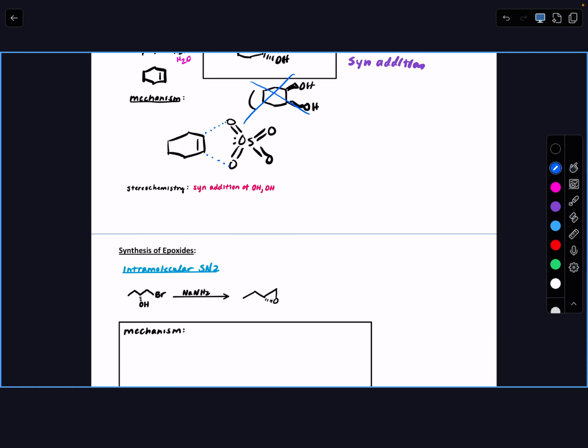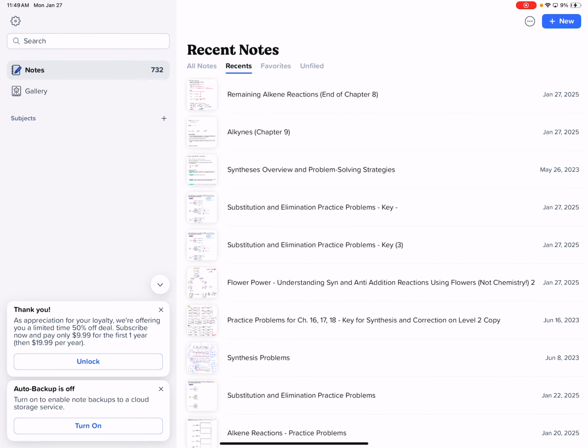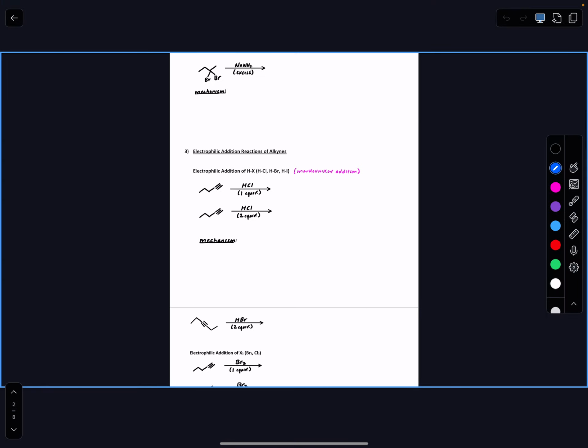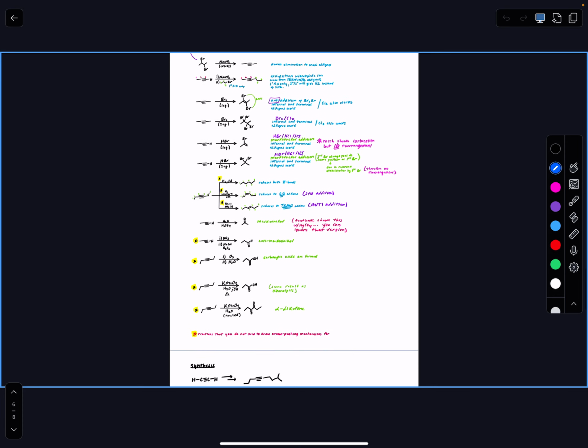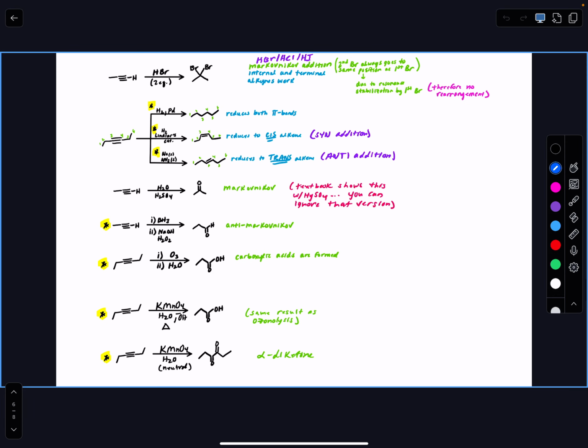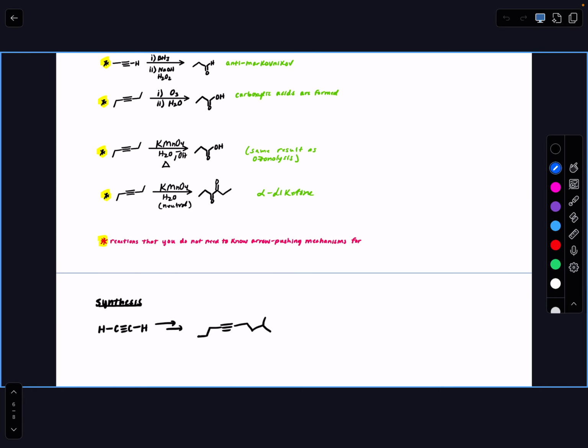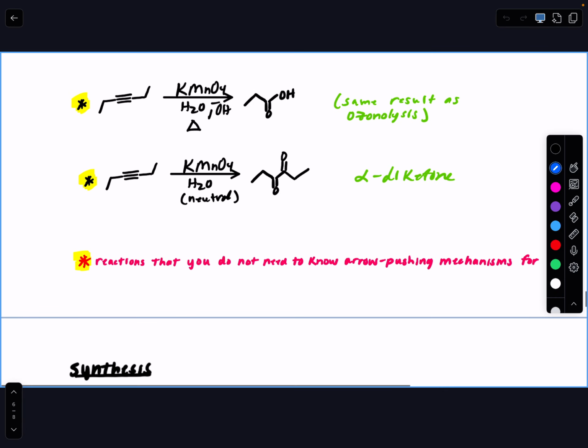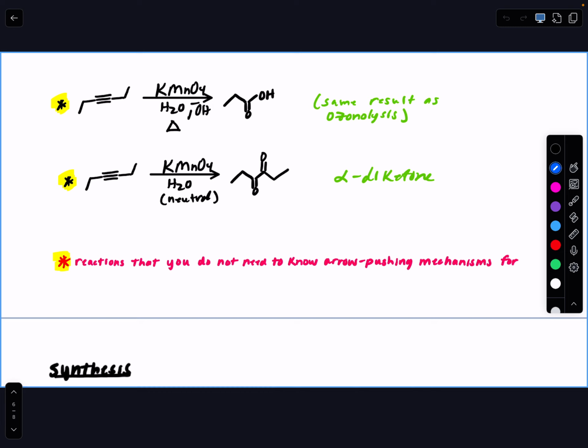Let's see. So one of the next reactions we want to go over, and just so you know, if I just move ahead to chapter 9 just for a second, you'll see at the bottom of the reaction summaries, I have a little yellow highlighted asterisk that says these are reactions you don't need to know arrow pushing for. So these are reactions that you need to know what happens when I mix an alkyne with KMnO4, what that product will be, but I'm never going to ask you for the arrow pushing mechanism for how that reagent actually does that.